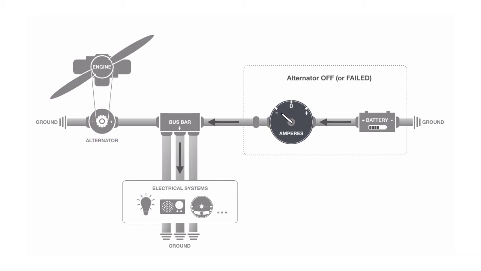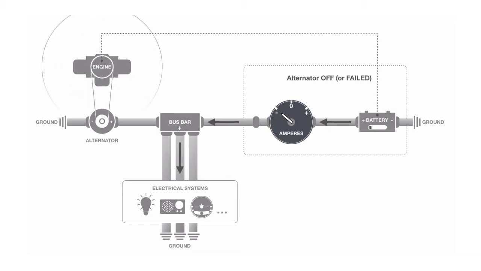The battery is used to drive the electric starter motor to start the aircraft's engine. This process demands a lot of energy, so the battery drains quickly. With the engine on now, the ammeter needle swings far to the right of zero to indicate that the battery is recharging, and the alternator is supplying current to the electrical systems.